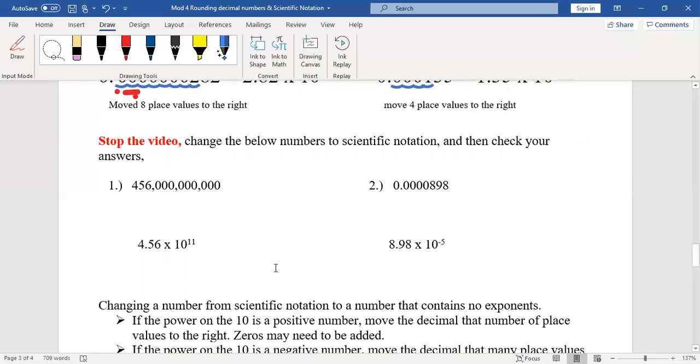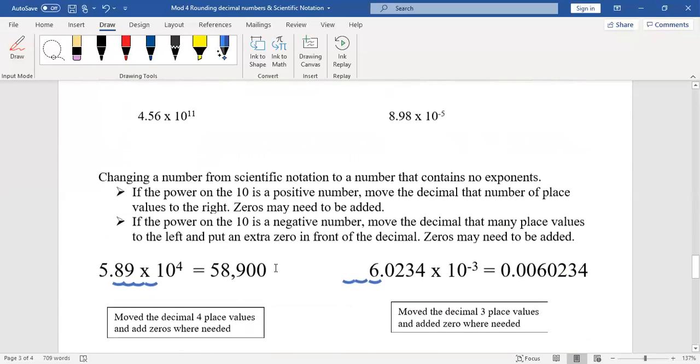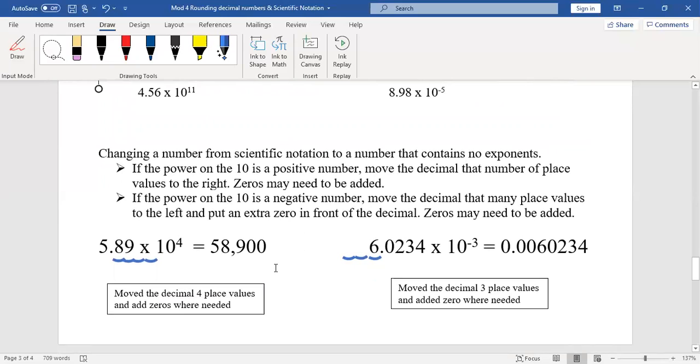Changing a number from scientific notation to a number that contains no exponents. So we're just going the opposite direction. If the power on the 10 is positive, move the decimal that number of place values to the right. Zeros may need to be added if there are not any numbers in those place values.